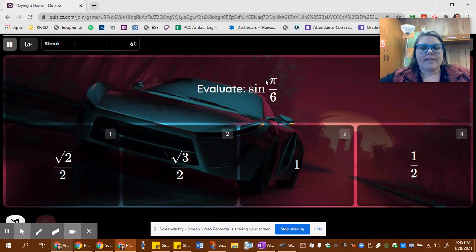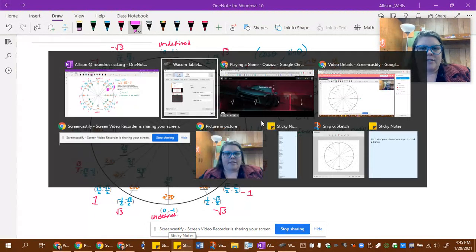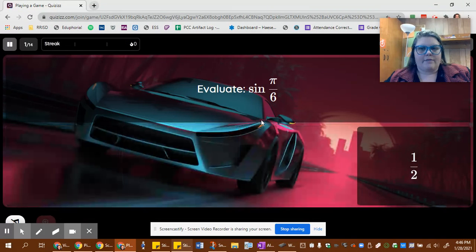Okay, so this one is asking us to evaluate sine at pi over 6. What that means is I need to go to the angle pi over 6 and look for the y coordinate because sine is the y. So I find pi over 6 right here. Pi over 6, and then the sine is the y coordinate. So my answer is 1/2.